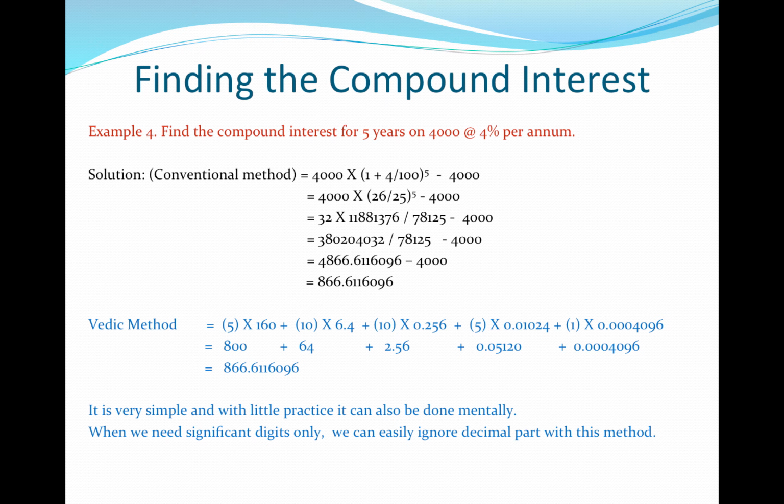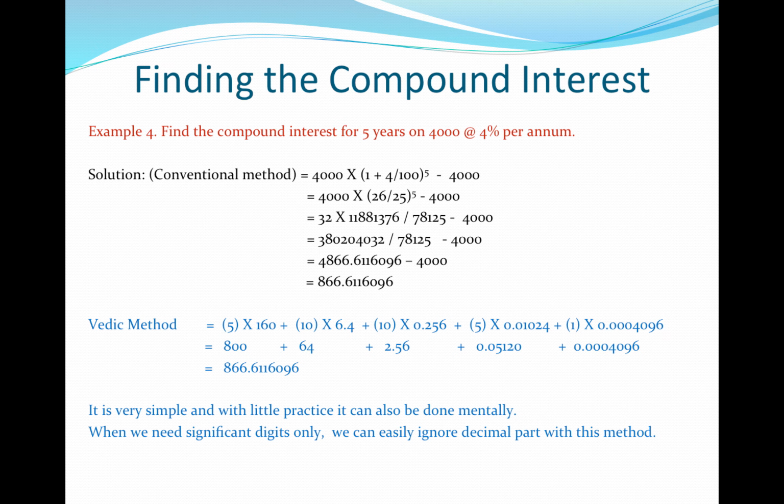Okay, so our final example is to calculate compound interest for 5 years. Principal is 4,000 and the rate of interest is 4% per annum. So with the conventional method, just put the values into the formula. Principal is 4,000, so 4,000 multiplied by within bracket 1 plus 4 upon 100 to the power 5, minus 4,000. And after a huge calculation, we finally got our compound interest as 866.6116096. But with Vedic Maths, we can find it very easily.